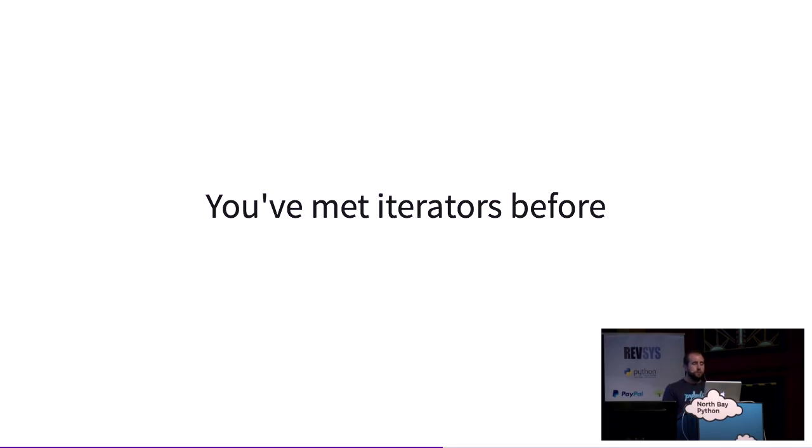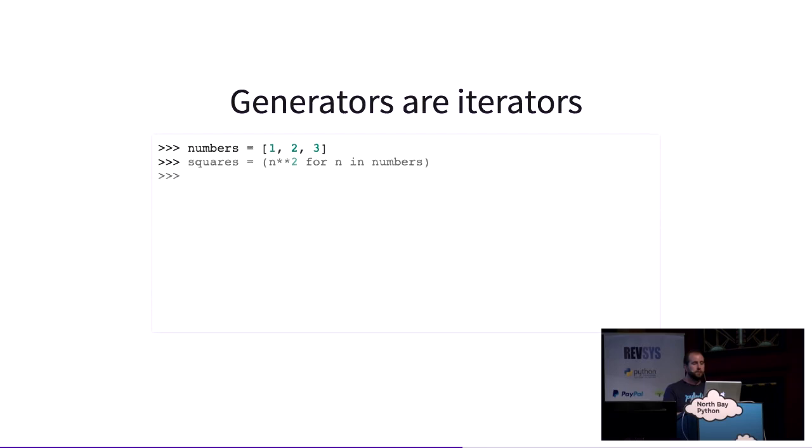So I have news for you. You have seen iterators before. You actually saw an iterator before I mentioned the word iterator in this talk. This is a generator. This generator object is an iterator. And one thing we know we can do with iterators is call next on them. You can call next on an iterator to get the next item from it. So generators are iterators.